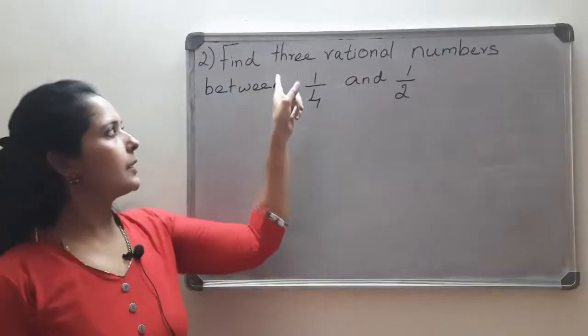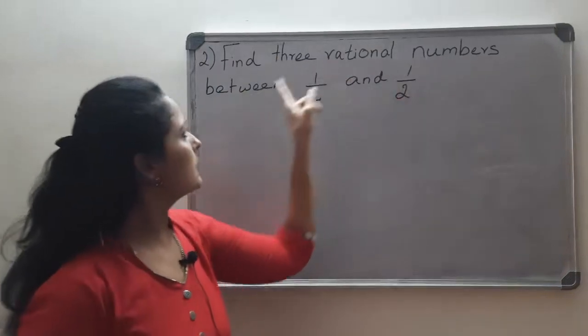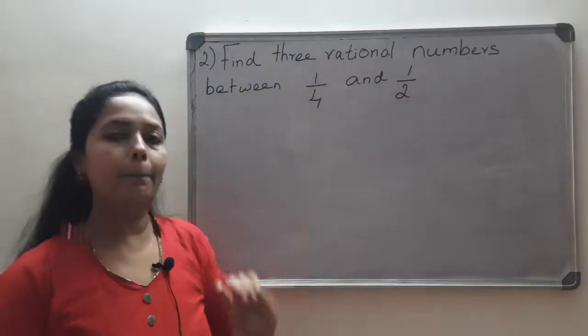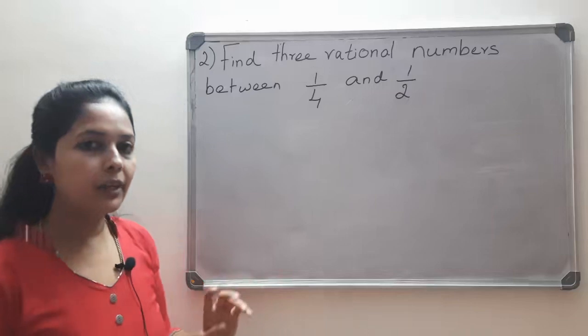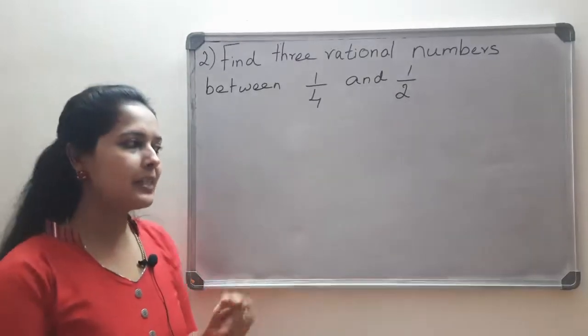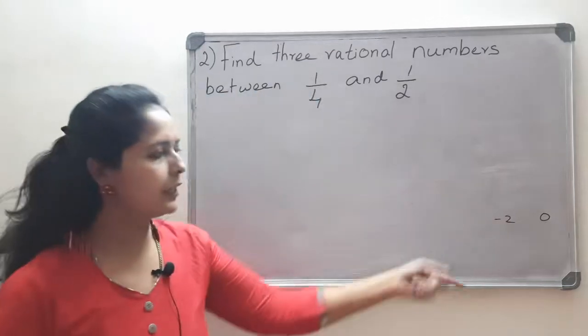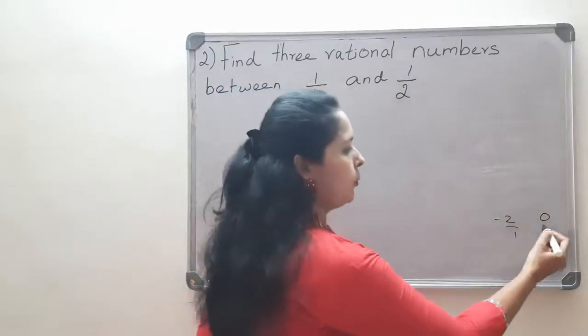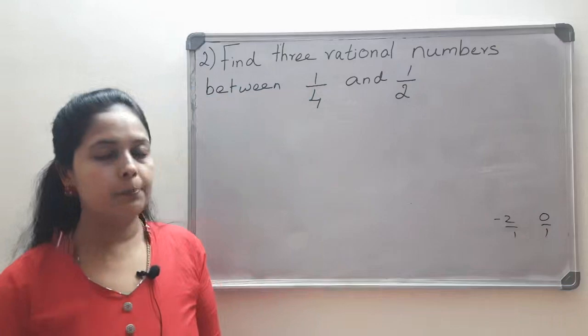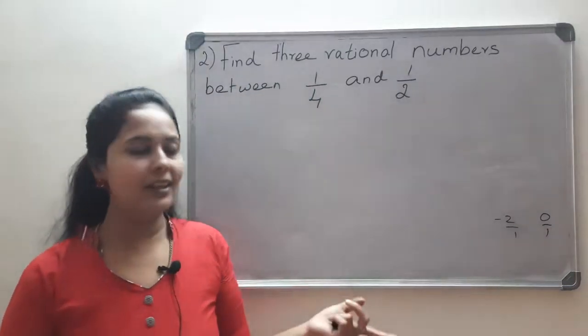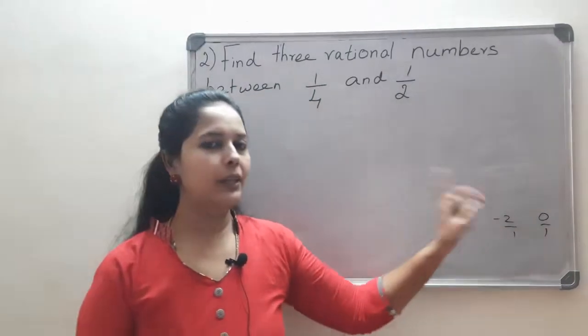Next, look at the sum. Find three rational numbers between 1 by 4 and 1 by 2. Listen carefully. What is the previous sum? It is between -2 and 0, right? So the denominator will be always 1. So what is the method I preferred? I mean, what method I suggested? Multiplying the numerator and denominator with 10.